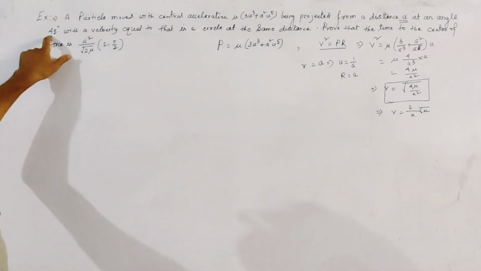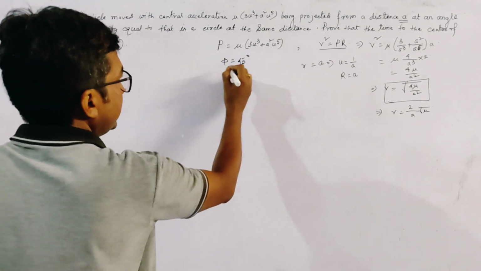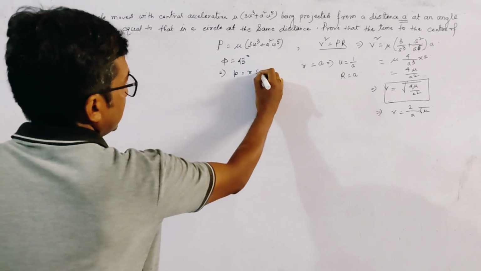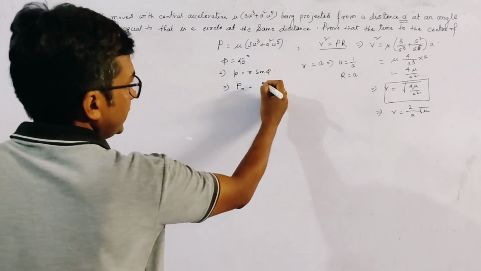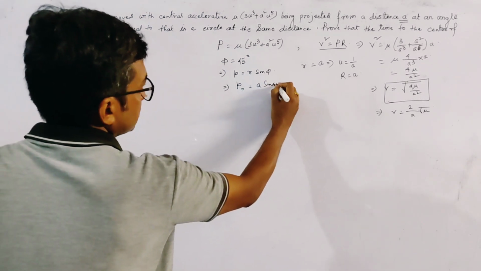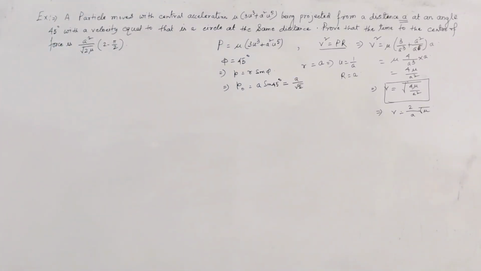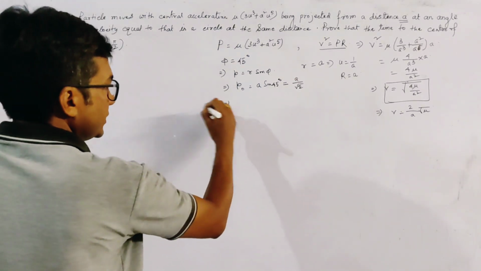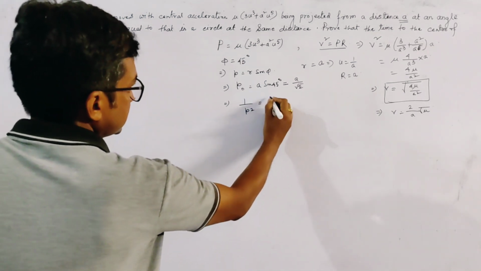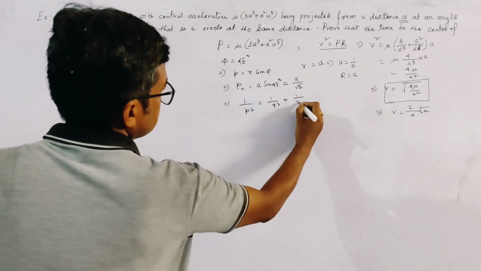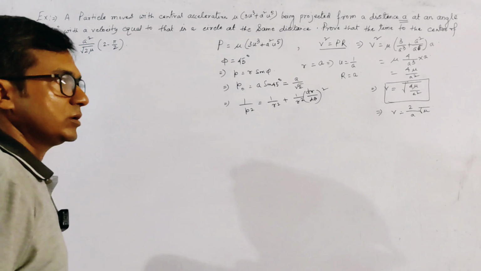And here the angle of projection phi is equal to 45 degrees. We know p equals r sin phi, so p0, the initial value of p, is given by a into sin 45 degrees, that is a by root 2. Now we also get another relation from differential calculus: 1 by p square equals 1 by r square plus 1 by r to the power 4 into (dr d theta) whole square.